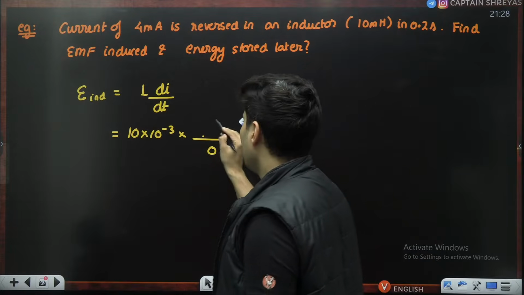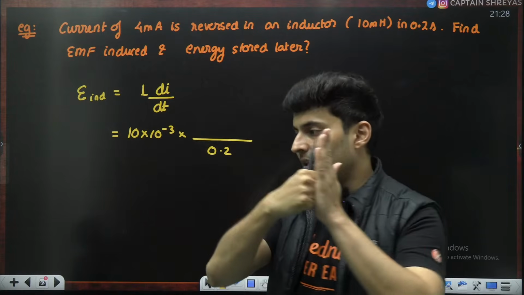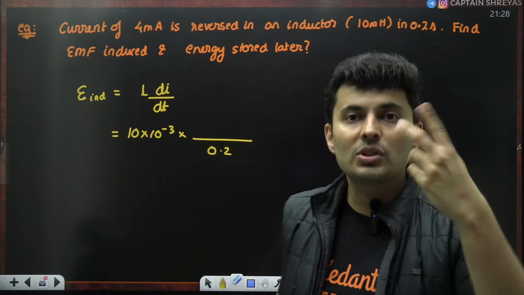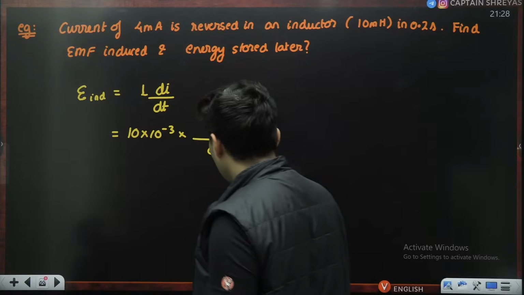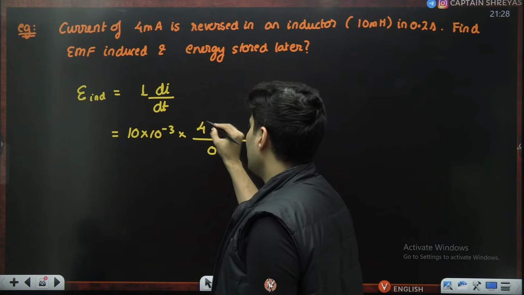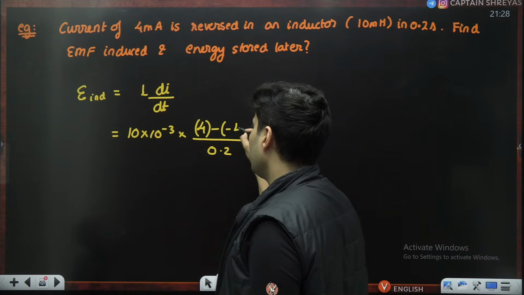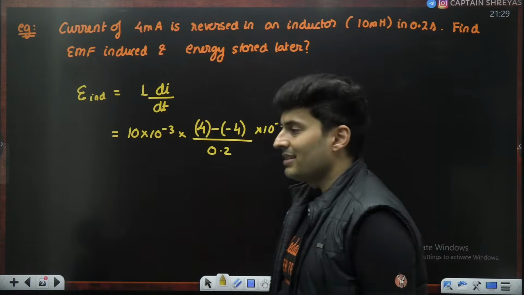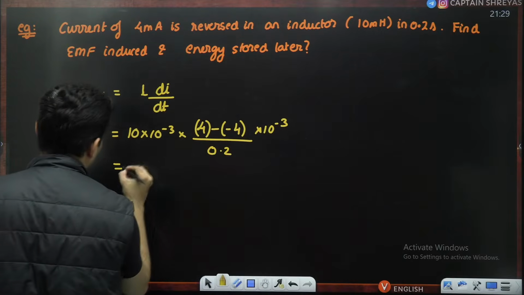Something like a ball strikes a wall and the momentum changes: MV minus MV. So direction also matters. Be careful. If the final current is 4, the initial current is not 4, it is negative 4 milliamperes. Many people miss that negative sign. So be careful about it.